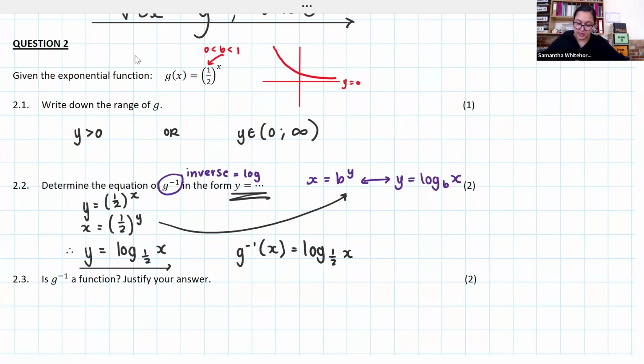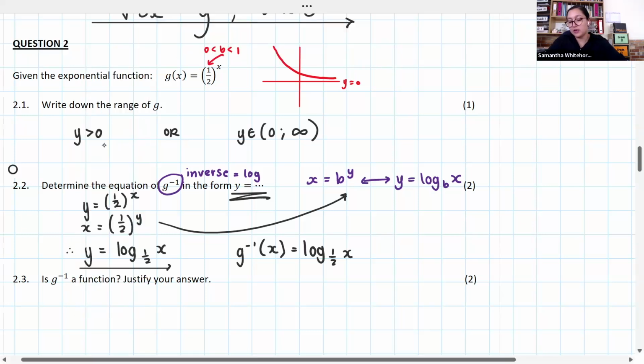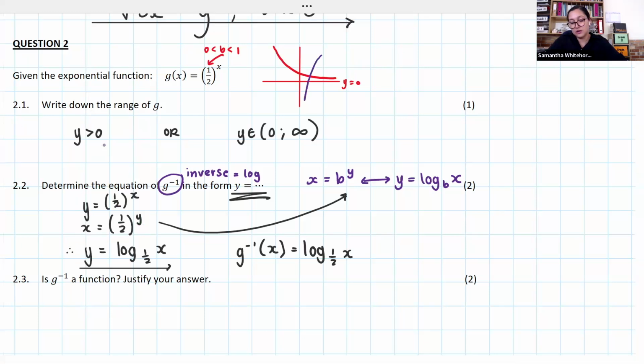Right, 2.3 is g to the negative 1 a function? Justify your answer. If we were to just add the sketch to our little diagram we have going on, we're looking at the inverse. Let's hope I can draw this inverse relatively well.